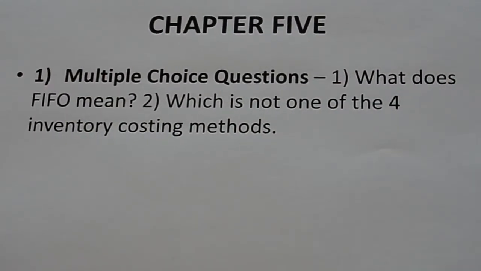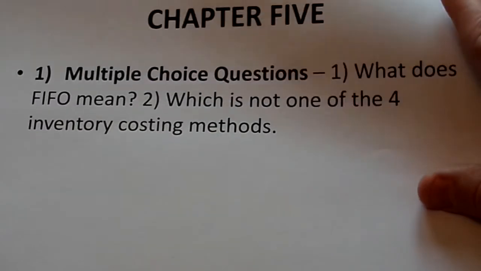From Chapter 5, you might have a question, what does FIFO mean? That means first in, first out. And then the 4 methods are FIFO, LIFO, weighted average, and specific identification. So the question here might be, which of the following is not an inventory costing method?